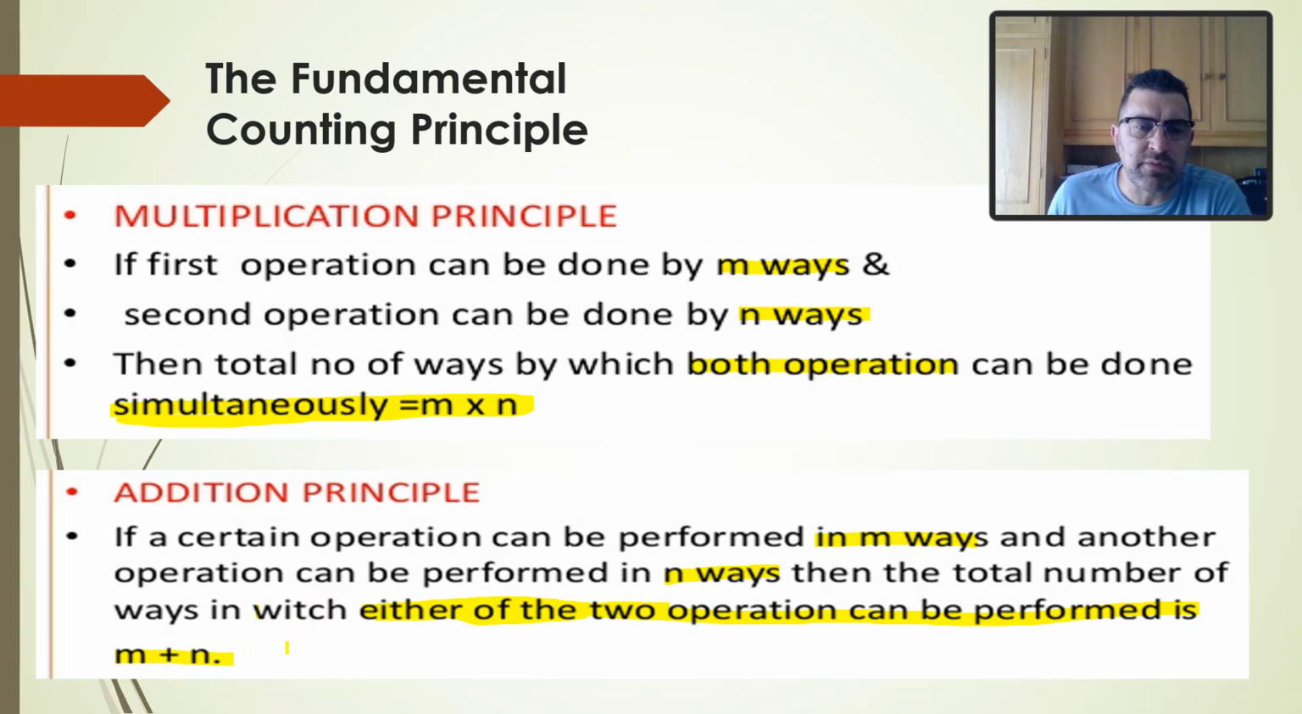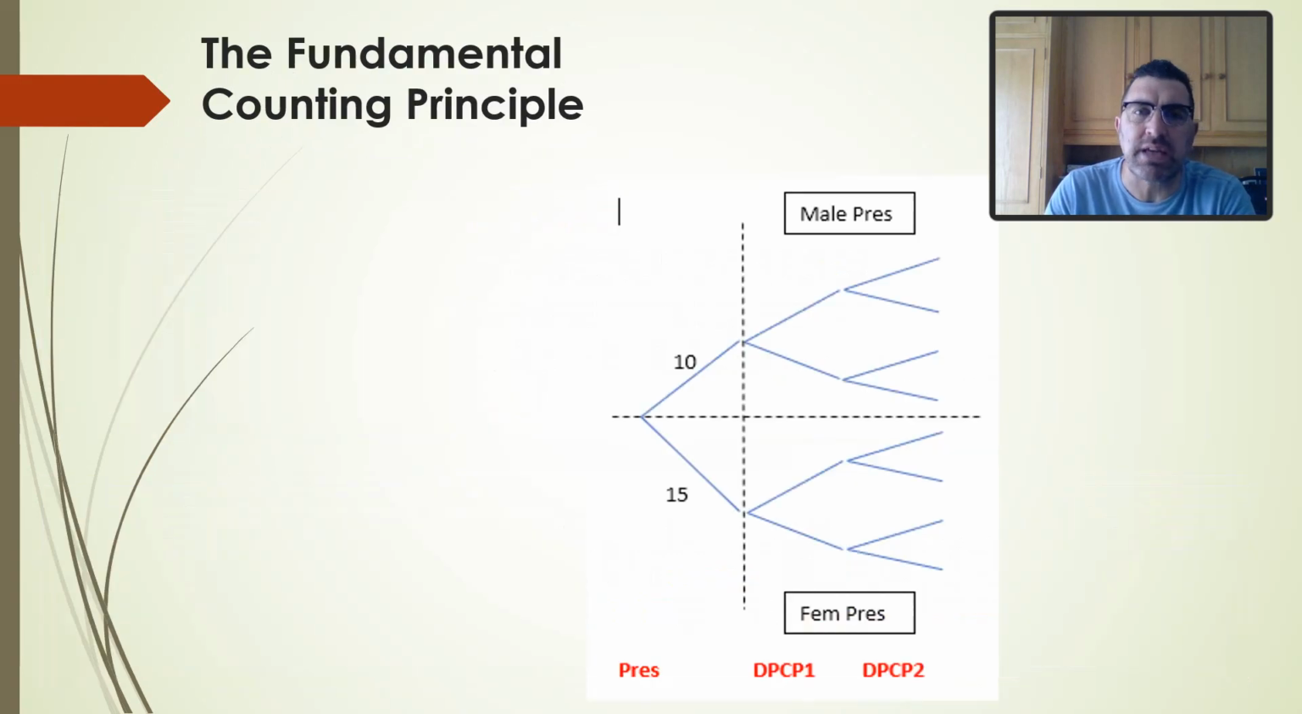Okay, so if you've got 5 boys and 4 girls and you choose a captain for the team, it's a debating team, then you've got 5 plus 4 choices, which is 9 choices. You simply just add them together. Now here we have a nice question.